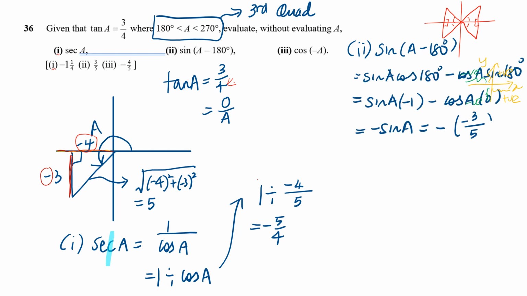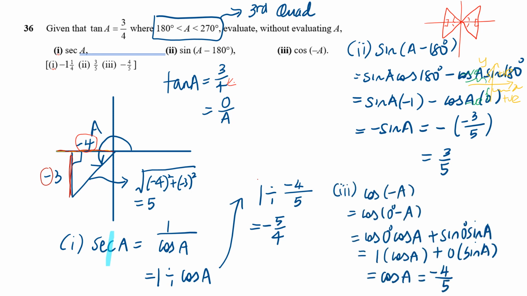Okay, part 2, as usual, use your addition formula. Part 3 also use the addition formula. 0 minus A is basically minus A. So cosine 0 cosine A plus sine 0 sine A. Cosine 0 is 1, sine 0 is 0. So you end up having cosine A, and you get negative 4/5.